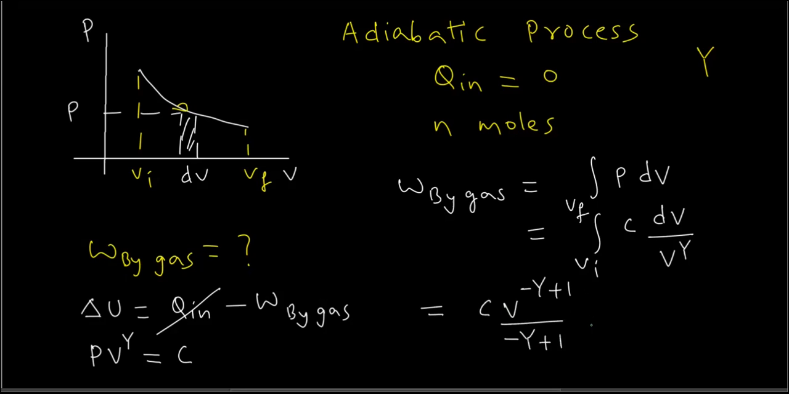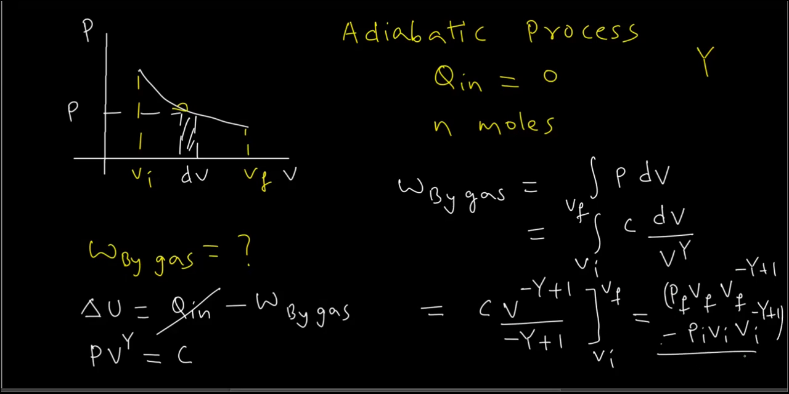Now C is also there. Then I will substitute my initial volume to final volume. C is constant, so when I'm substituting the final volume, I will substitute final pressure and final volume. So the C value will be P final into V final, and then I have this V final to the power minus gamma plus 1, minus. When I'm substituting the other limit, I'll substitute P initial, V initial into V initial raised to minus gamma plus 1. Are you able to understand this? And then divide by minus gamma plus 1.